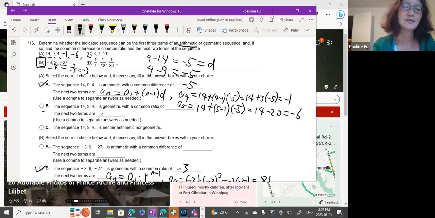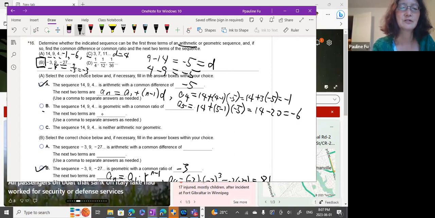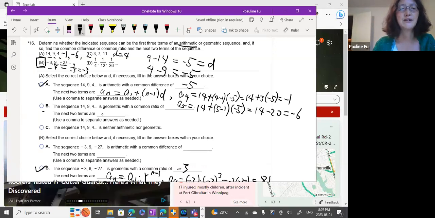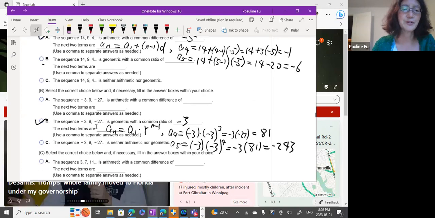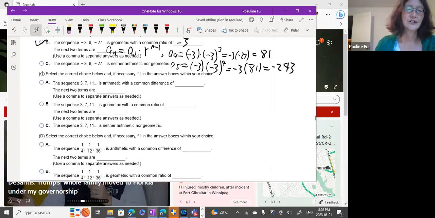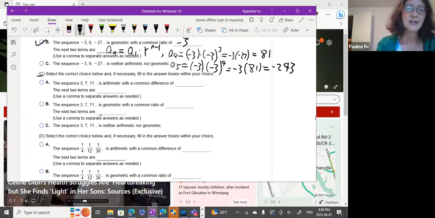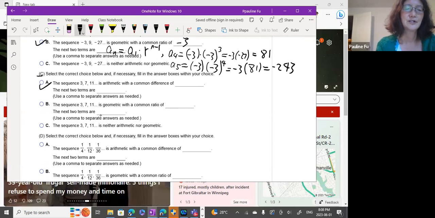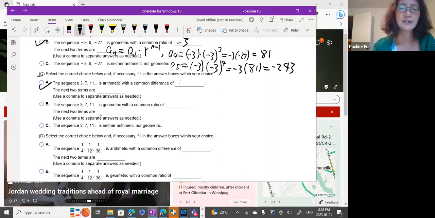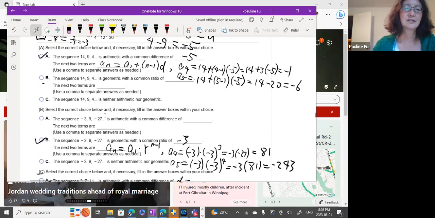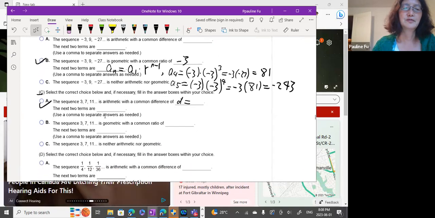3, 7, 11. Looks like it is arithmetic. The difference is 4. 7 minus 3 is 4, 11 minus 7 is 4. So C is an arithmetic sequence with common difference d equal to 4.